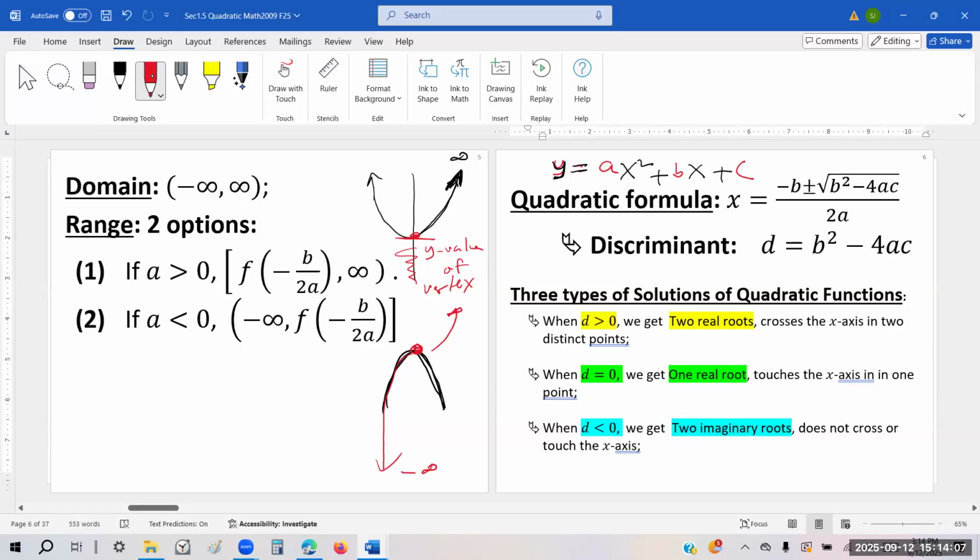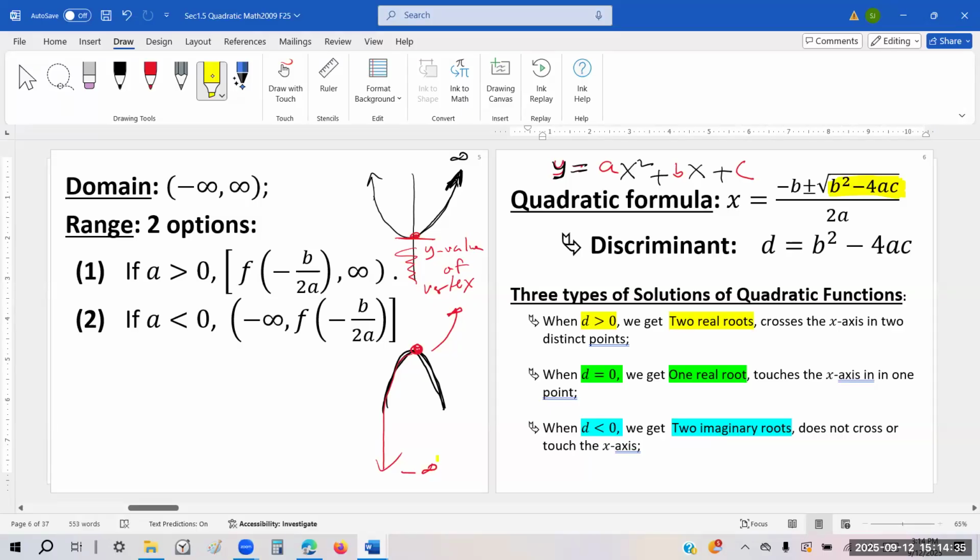Now that thing inside the radical is a special thing. It has a special name and special value. Its name is discriminant. Based on the discriminant, you can figure out how many solutions you're going to get, or how many x-intercepts you're going to get, without even solving for your x-intercepts.